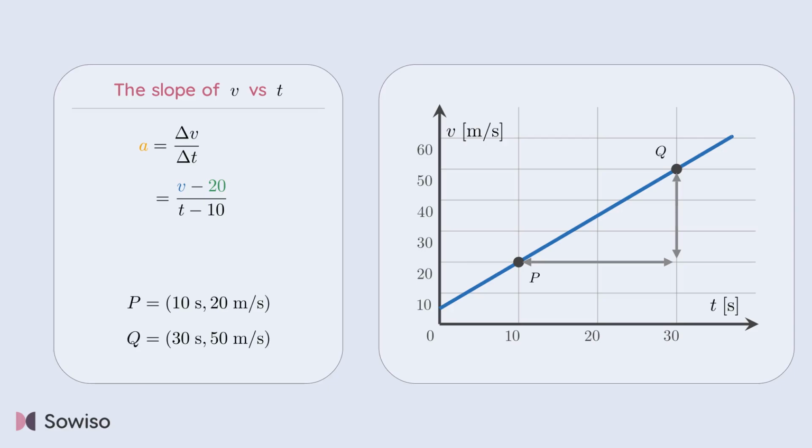The initial value of the time is 10 seconds, and the initial value of the velocity is 20 meters per second. The final value of the time is 30 seconds, and the final value of the velocity is 50 meters per second. Calculating the difference in velocity and time, we find that the slope of a v versus t, namely the acceleration, is 3/2 meters per second squared, which is equal to 1.5 meters per second squared. This concludes the example.